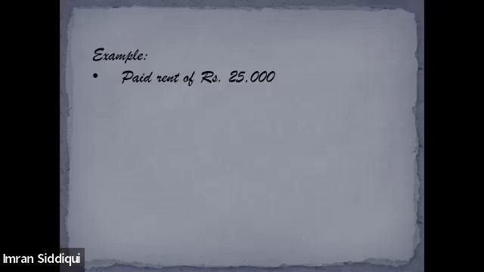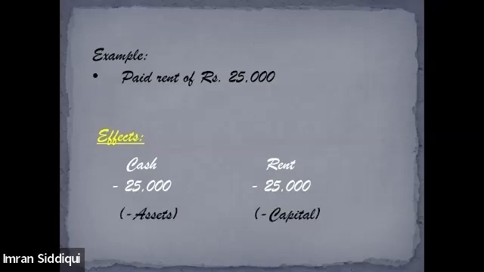Let's suppose there is an expense of 25,000 by way of rent. So paid rent of rupees 25,000. This is obviously an expense. Keep that in mind: whenever an expense is incurred, the amount of capital will reduce. Because rent is being paid, it will affect two areas. Number one, cash will reduce, and cash falls under the category of the asset. Because rent is an expense, payment of rent will cause a reduction in the value of the capital. Got it? Is it clear, everyone?